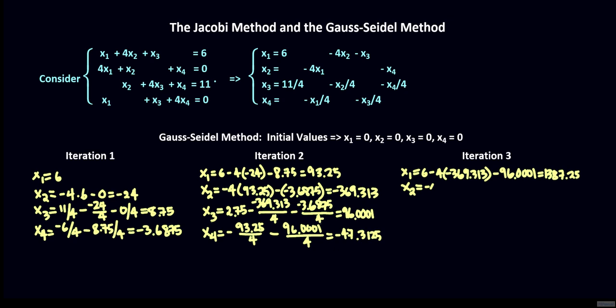X sub 2 will be minus 4 times x sub 1, or 4 times 1387.25, minus x4. X sub 4 is minus 47.3125. So that x sub 2 will be minus 5501.69.